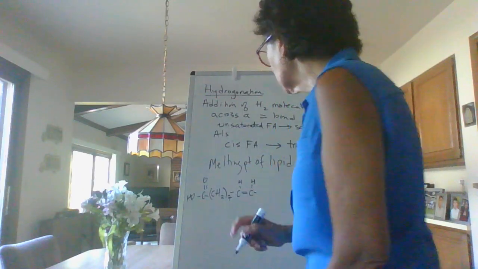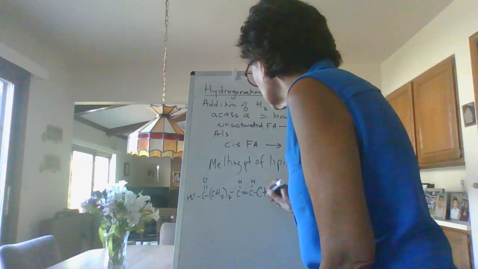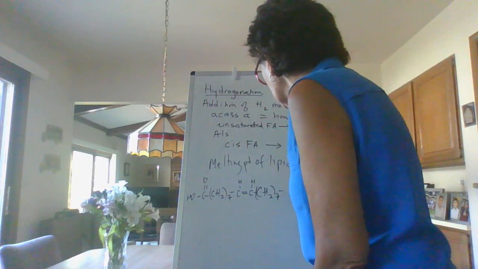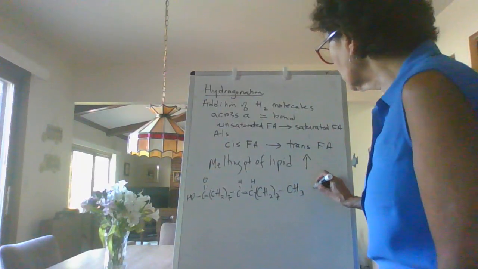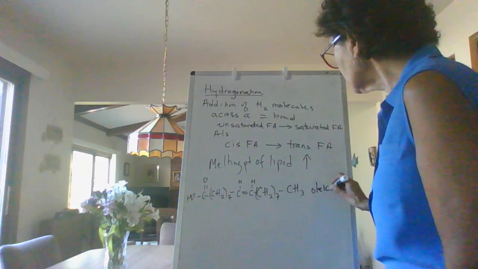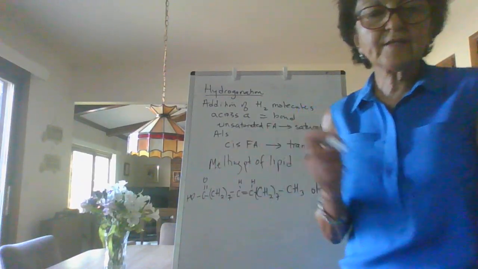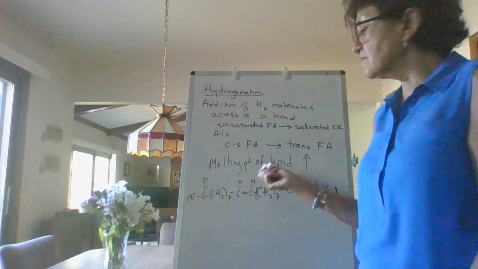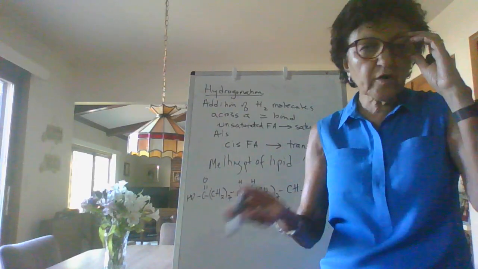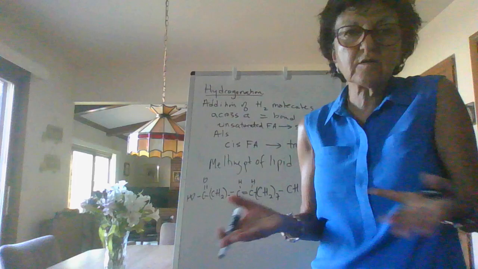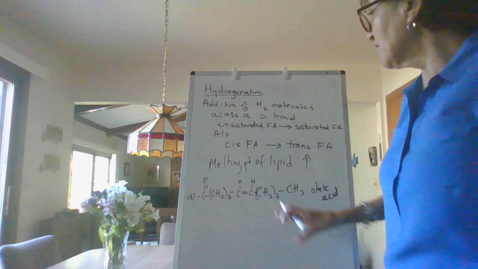And then let's say I have 7 more CH2s, and then carbon 18. So this fatty acid here is oleic acid. What if I wanted to hydrogenate oleic acid? Let's say this is a fatty acid that is found in olive oil. It's also found in corn oil and sunflower oil. So it's found in lots of oils, all right?